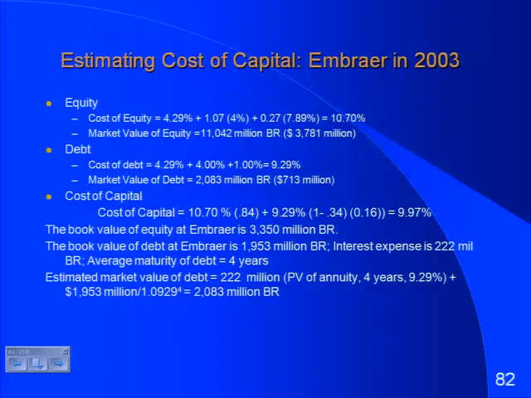7.89% was the country risk premium for Brazil in 2004. So you pull all those numbers together, and the cost of equity for Embraer based on that beta and that lambda is 10.7%. The market value of equity at the time I did this analysis was about 11.04 billion reais. Cost of debt: risk-free rate, country default spread, the 4% for Brazil, 1% for Embraer, gives me 9.29%. Market value of debt, 2.083 billion.